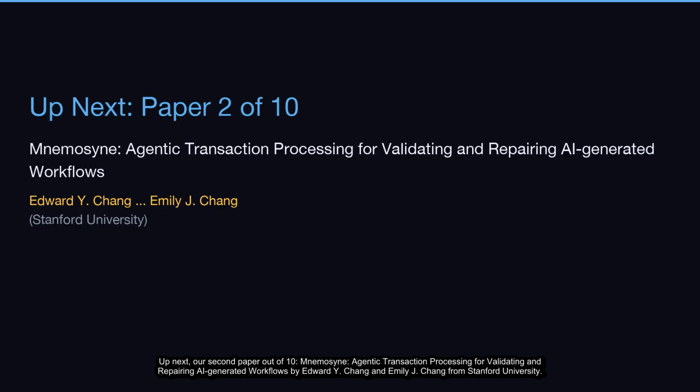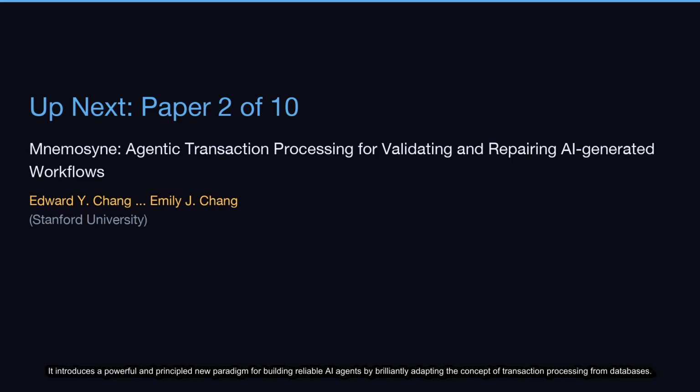Up next, our second paper out of 10, Mnemosyne: Agentic Transaction Processing for Validating and Repairing AI-Generated Workflows, by Edward Y. Chong and Emily J. Chong from Stanford University. It introduces a powerful and principled new paradigm for building reliable AI agents by brilliantly adapting the concept of transaction processing from databases. Let's break down its key contributions.